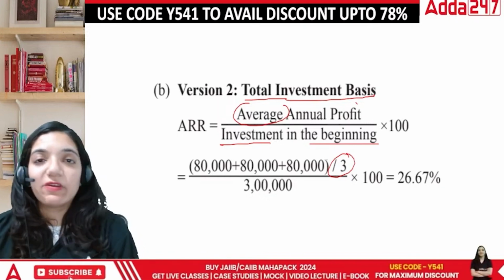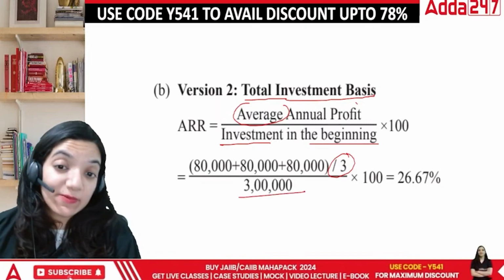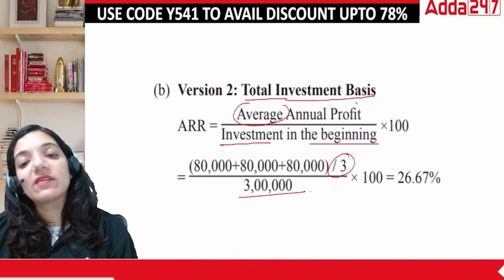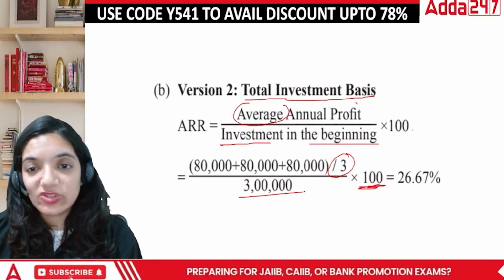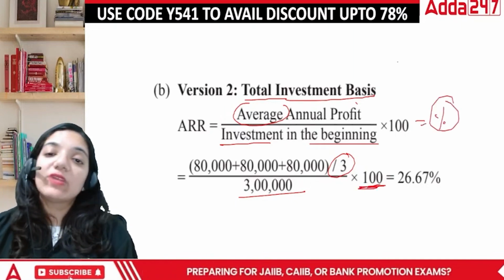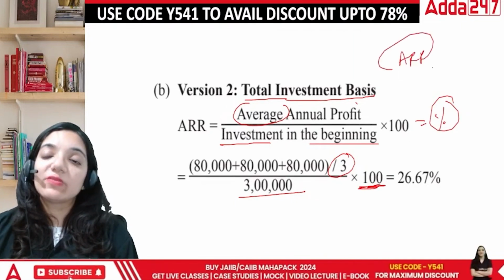Okay, total profit divided by 3 and divided by 3 lakh, that is your investment in the beginning, multiplied by 100. This has to be in percentage. Accounting rate of return is always in percentage.